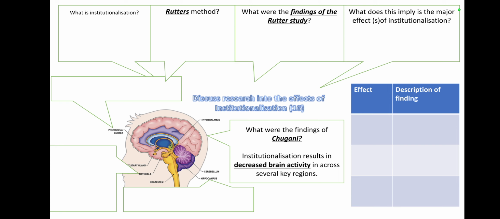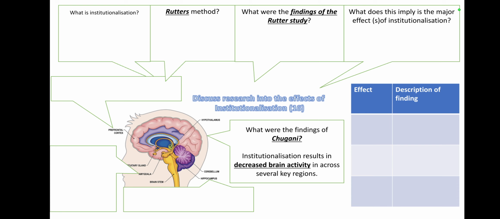So this was PET scans to look at which areas of the brain were malformed and not performing at normal levels. And what you can see in the Chigani study is that brain activity was decreased across virtually the entire cerebrum, virtually the entire cortex, but there was significantly decreased activity in three key regions, and they're highlighted on your summary. So we've got the PFC, the prefrontal cortex, the amygdala, and the hippocampus.